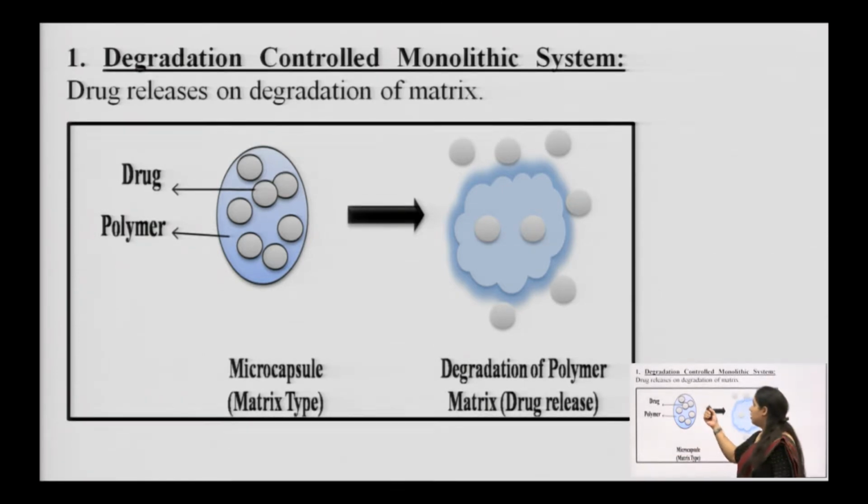So in the degradation controlled monolithic system, the degradation of the polymer matrix occurs during the release of the drug from the system. The system is the microsphere. It renders the degradation of the polymer matrix and gradually releases the drug from within the polymer matrix to the outside environment. So this is one sort of mechanism: degradation of the polymer monolithic system.